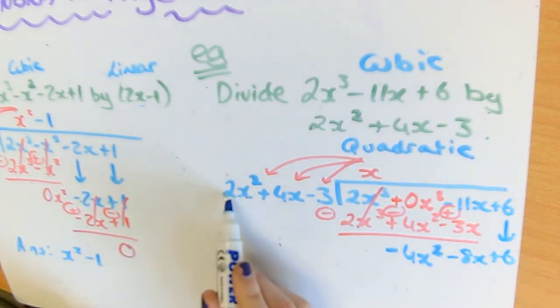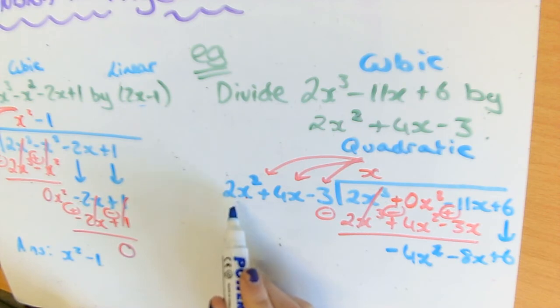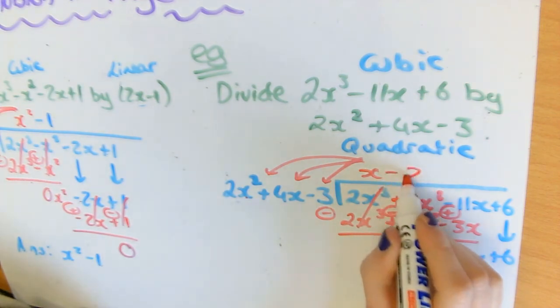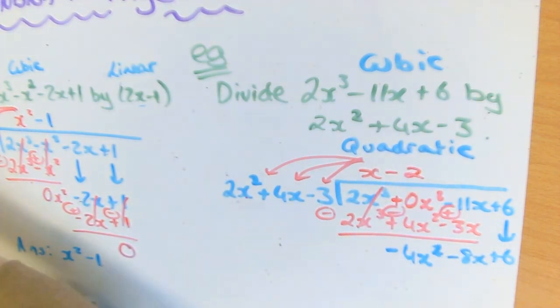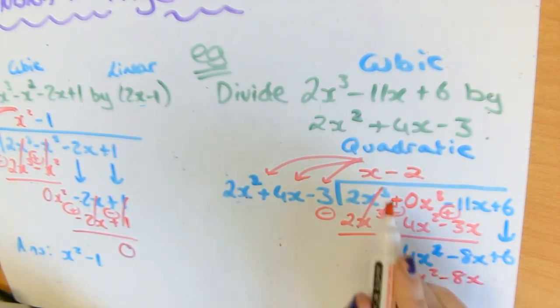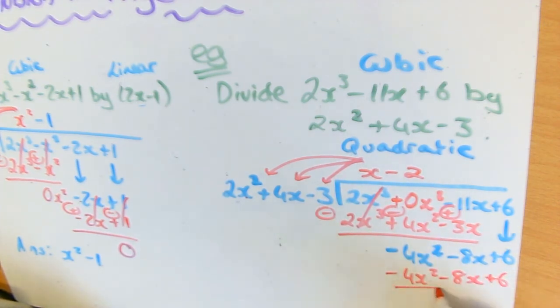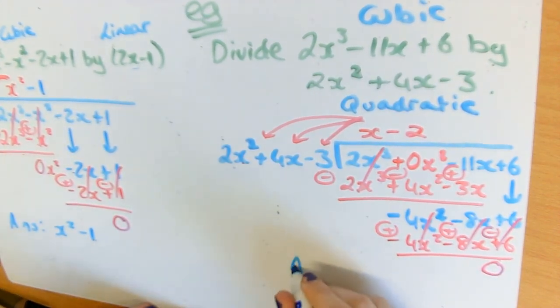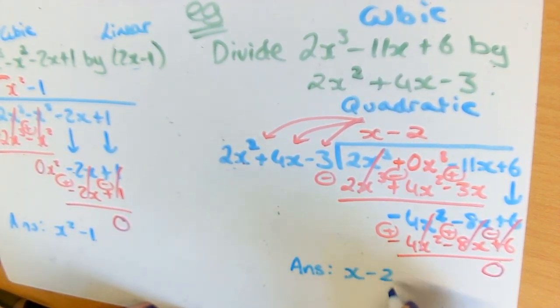So now I look at my 2x squared and say, what do I multiply 2x squared by to get minus 4x squared? Well, I know I need to multiply by minus 2. So now I'm going to do minus 2 by 2x squared gives me minus 4x squared. Then I have minus 2 by 4x gives me minus 8x. And minus 2 by minus 3 gives me plus 6. I underline, I change my signs. And again I see they all cancel to give me 0, which means there's no remainder, so I know I'm right. And again I say, therefore my answer is x minus 2. Happy days.